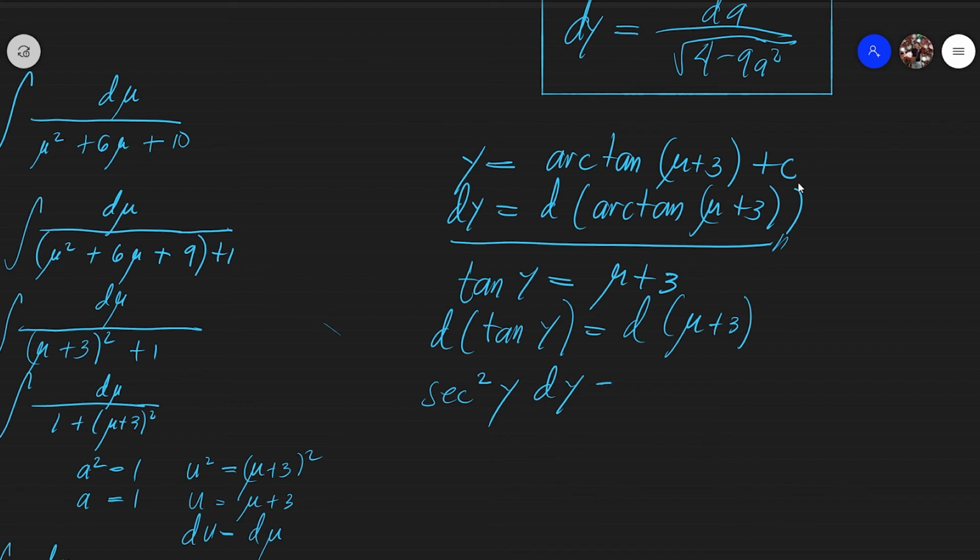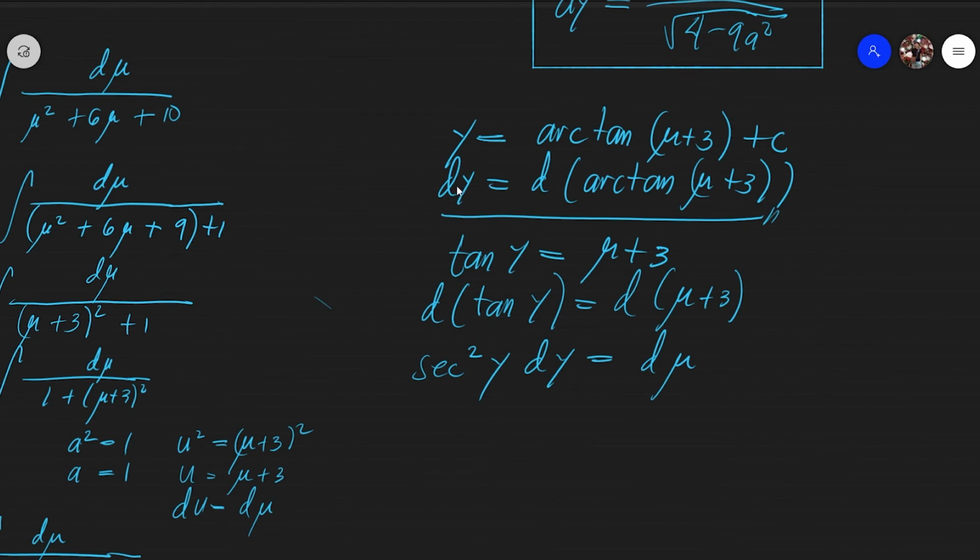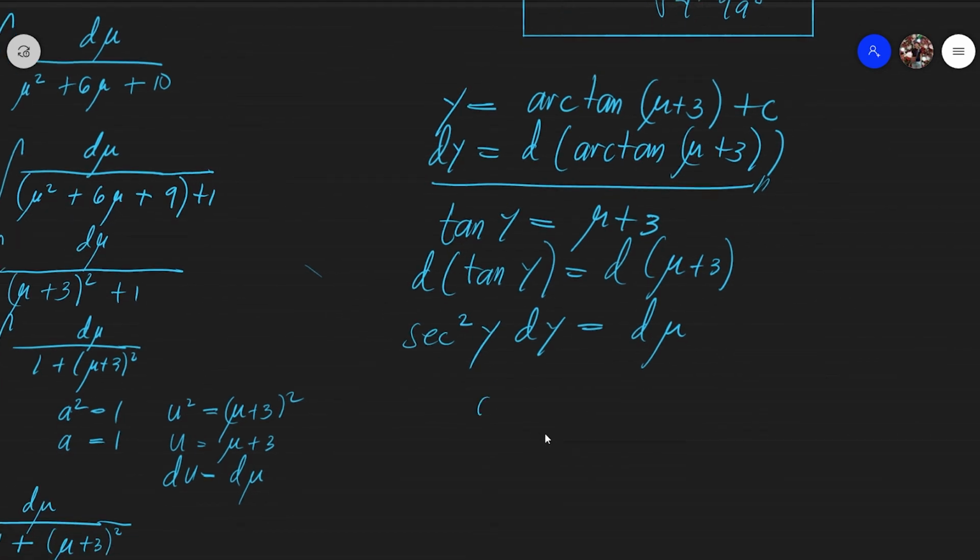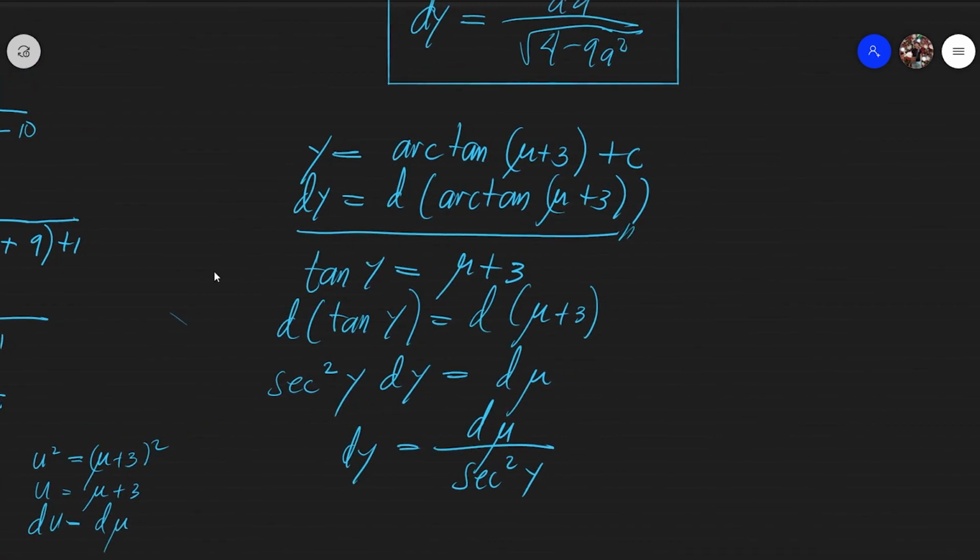So the differential of tangent y is secant squared y dy, and this is equal to d mu. Since dy naman yung hinahanap natin, you can rewrite this equation as dy is equal to d mu all over secant squared y. So you have to get rid of the secant squared y. You will now resort to applying the principles of trigonometric functions. From this equation, tangent y is equal to mu plus 3, understood over 1.